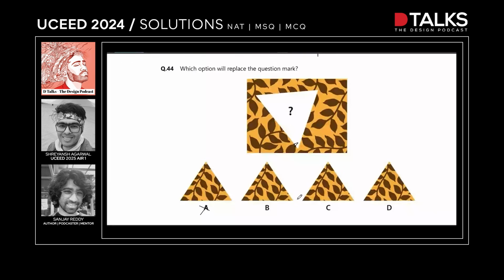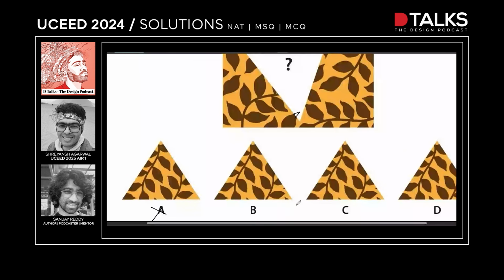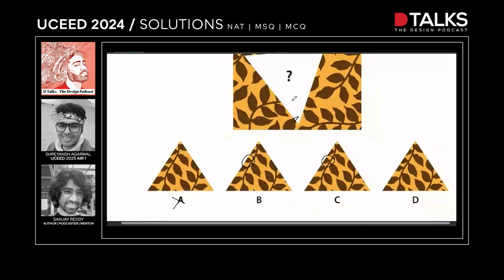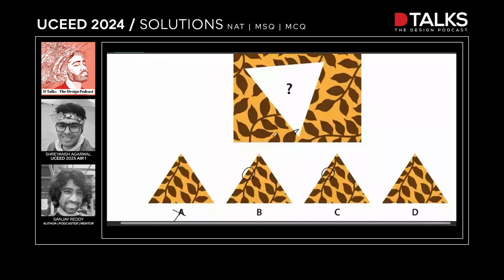Option B does have a leaf in the corner. Option C has a leaf in the corner. Option D has a leaf in the corner. Correct. So we're just going to see where they differ. Option B and C, where do they differ? It's the top corner, this part. So if this corner is on the bottom now, this side will come on the top, right? And these are just too thin for these big leaves here. So option B is wrong.